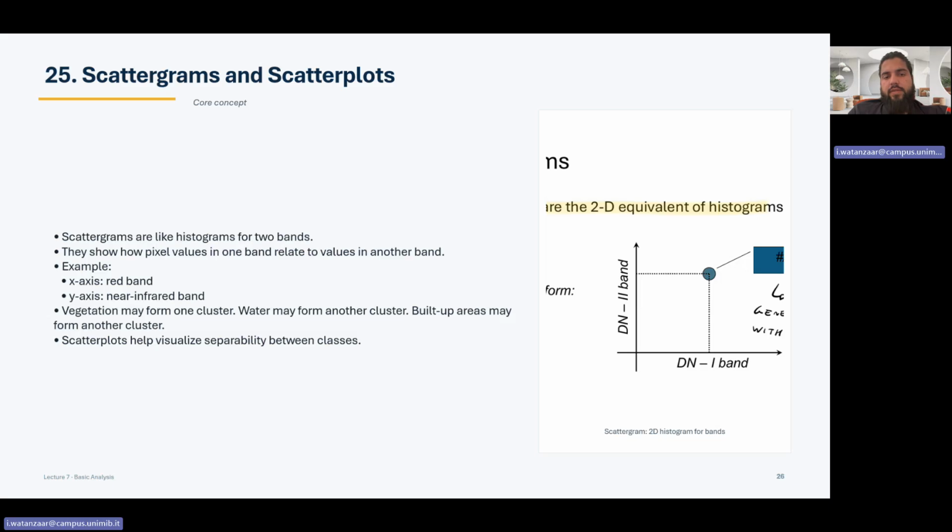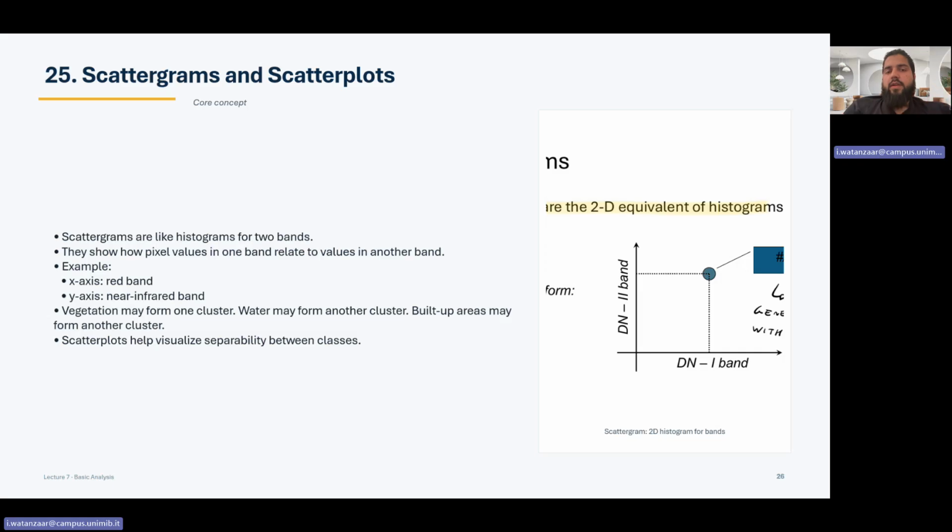Okay, the scattergrams are like a histogram for the two bands. Exactly what we have seen in the single value histogram, and they are discussing how the distribution is happening, looking for smoothness and multiple operations with the help of that. The scattergram and the scatter plots show the pixel values in one band, but here it is not. It's a little bit different from the histogram. Over there we were having values and their distribution, but here we have two bands.